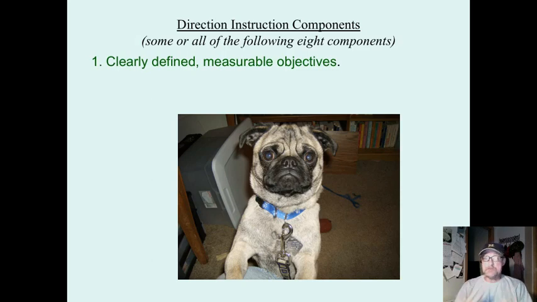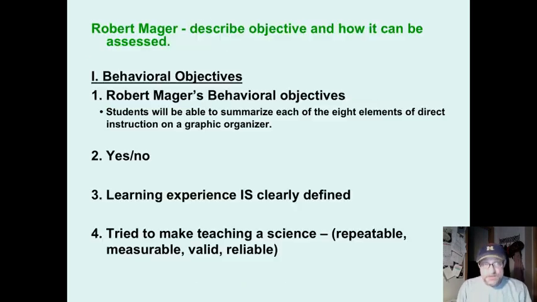Clearly defined measurable objectives. You can measure them. You see them. They can be quantified. For example, Roger Major is one of these guys who tried to make a science out of teaching, describe objectives and how it can be assessed. A behavioral objective, you should be able to say yes or no as to whether it has occurred or you have been successful. They are looking at a behavior.